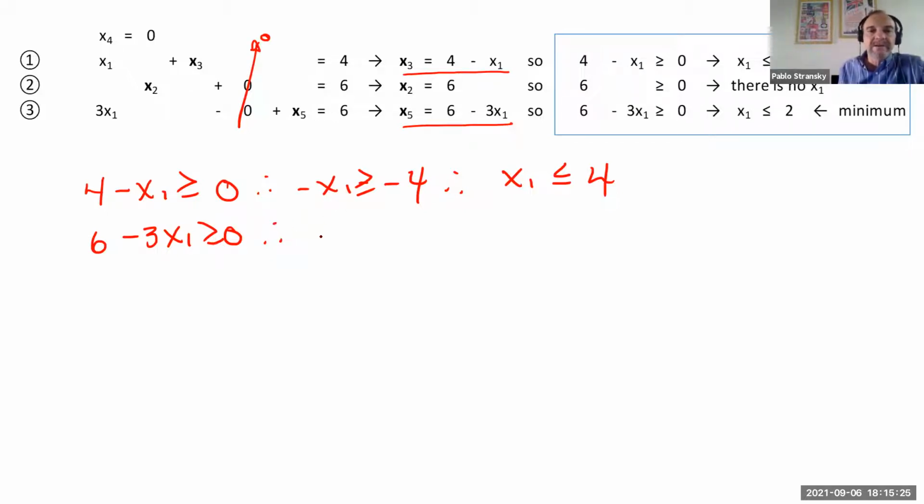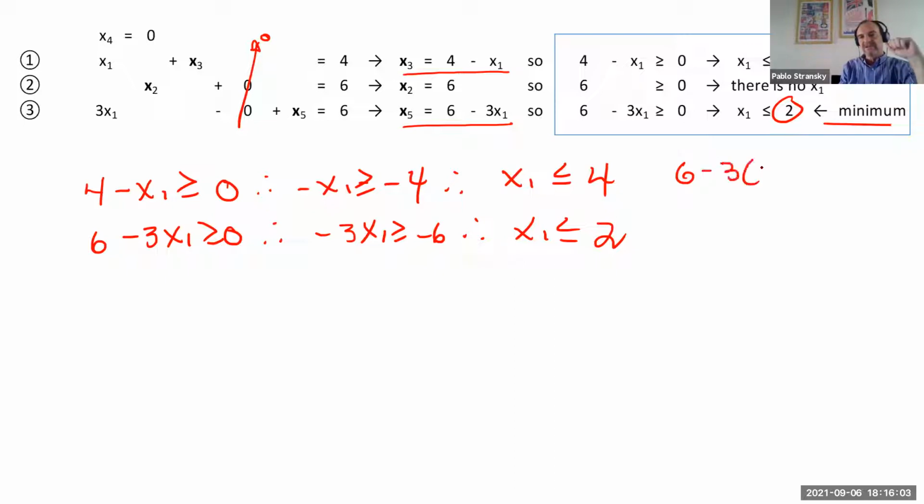Now, here, minus 3x1 greater than or equal to -6. So now we're going to have x1, because we're moving this negative to the other side, where it's dividing, we also change the sign, and we get -6 divided by -3. Minus and minus becomes positive, and 6 divided by 3 gives us 2. So between 4 and 2, the minimum value is 2.